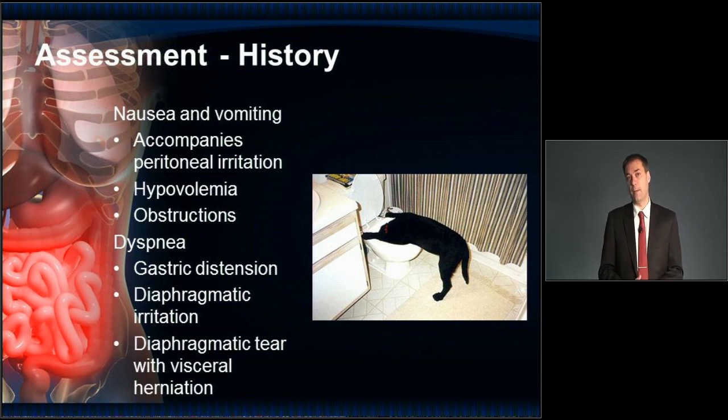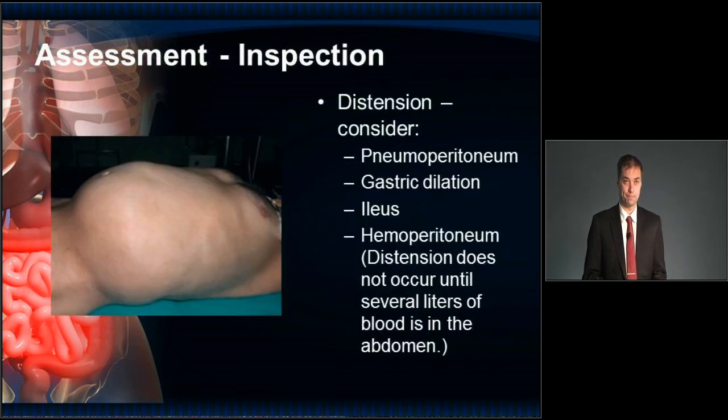Another point in the history that should be considered with abdominal trauma is dyspnea. Dyspnea in the patient with abdominal trauma may be associated with gastric distension, irritation of the diaphragm, or a diaphragmatic tear, especially if bowel is spilled up into the chest. So anytime there's dyspnea, consider those possibilities.